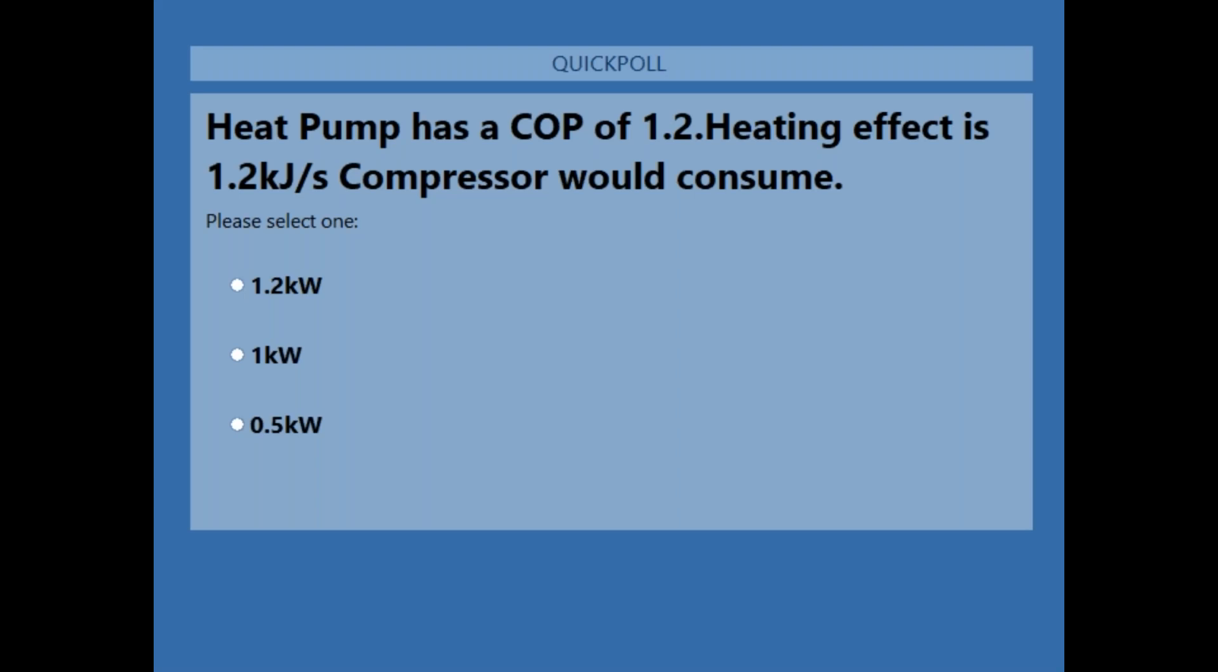Such a simple question, and obviously I'm expecting you to answer correctly. The heat pump has a coefficient of performance of 1.2. The heating effect is 1.2 kilojoules per second. How much would the compressor consume?